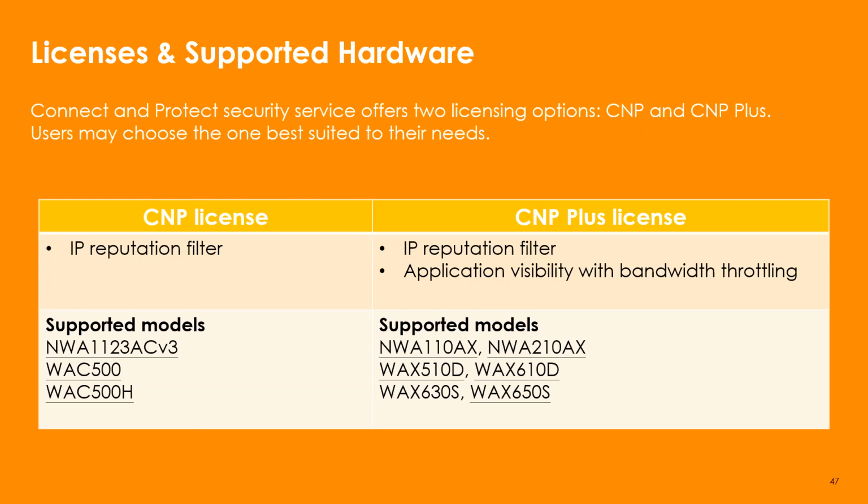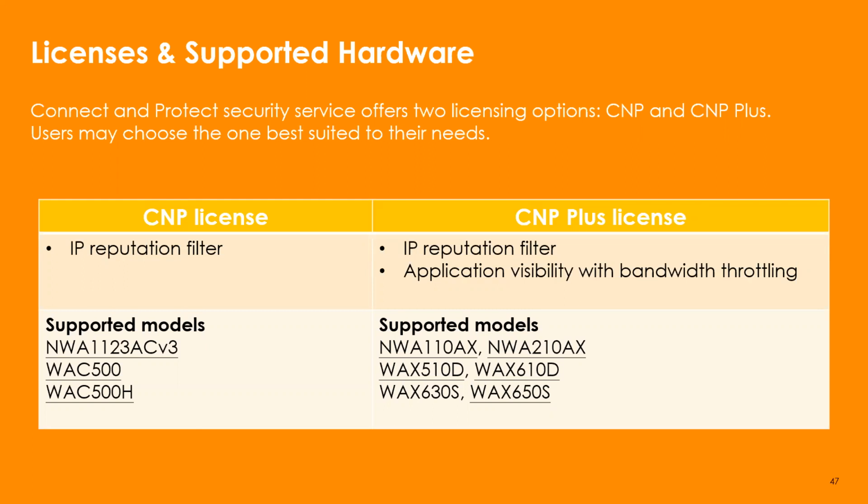So the standard Connect and Protect license works on our 1123 ACV3, the WAC 500 and the WAC 500H. We also have a Connect and Protect Plus license, which in addition to that IP-based UTM services, also allows you to do application-based bandwidth throttling. So you can make bandwidth rules for individual applications, right? You can maybe throttle their YouTube or their Netflix, so it's fast enough to support, say, a 480p stream, but specifically block them from streaming 1080p or 4K to save bandwidth for other users.